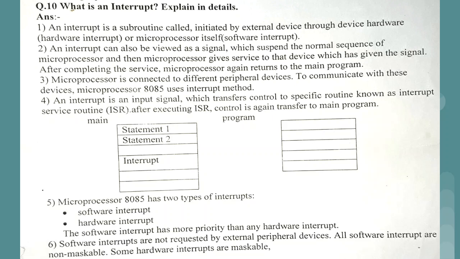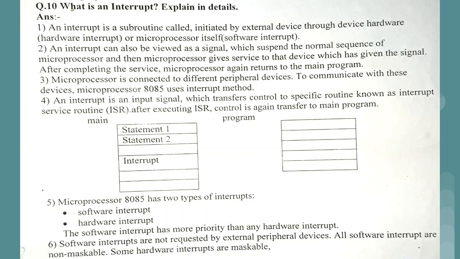The next question is: what is an interrupt, and explain in detail. While explaining, I have always said that in programming we have errors. Whenever we are running assembly language programs and something wrong or unexpected happens, that is called an interrupt, not an error. So what is an interrupt? We will now see the proper definition of interrupt.